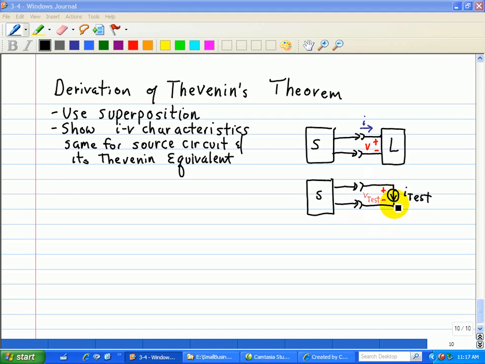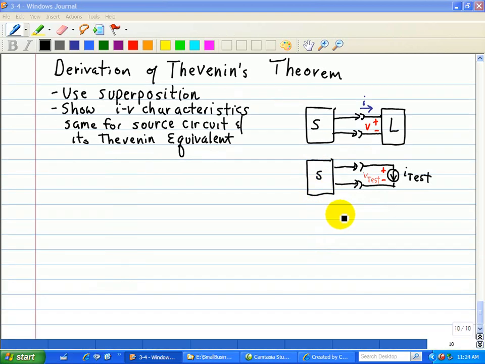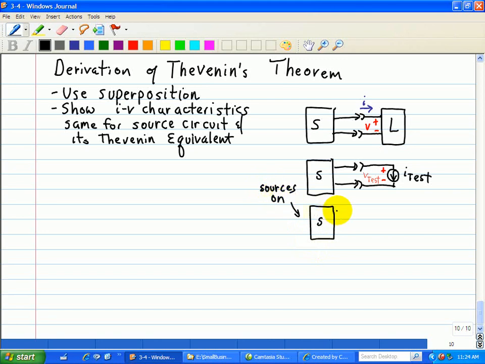Then we turn on the I test, the current source, and we turn off the sources in the source circuit. That will give us an equivalent resistance within the circuit when we turn off all the independent sources associated with the source circuit. Now let's redraw this circuit. We have a source, and we're going to turn the sources on here. So these are the sources that are on when we remove the I test.